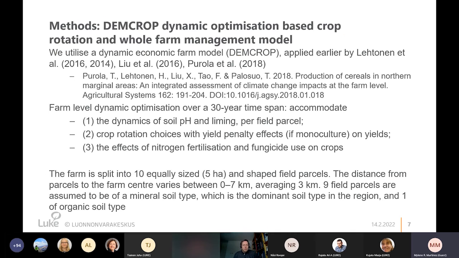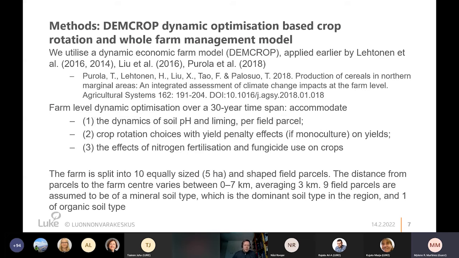We have a method where we calculate the analysis, and it's a dynamic optimization model made for a 30-year time span, so that drainage and renovation investments are long-term investments. And we have a generic farm, a typical farm with 10 field parcels at various distances. In Finland, it's common to have various distances between field parcels. The average distance in Finland is a little bit less than 3 kilometers from the farm center to the field parcel.